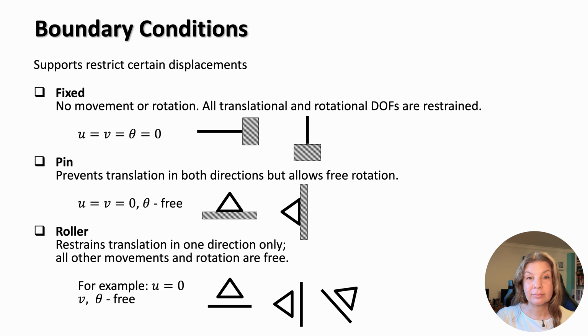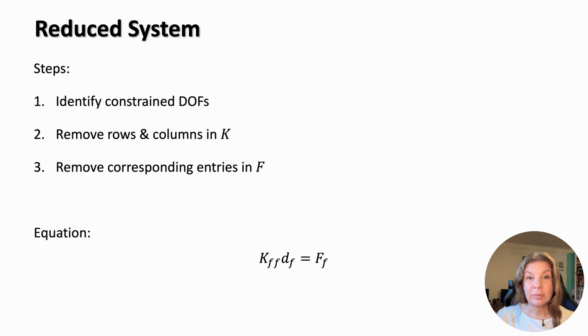Once the restrained degrees of freedom are known, we can remove the corresponding rows and columns from the stiffness matrix and the same entries from the load vector. This gives the reduced system K_FF D_F = F_F, which contains only the unknown free displacements. The reduced matrix is smaller, symmetric, and well-conditioned, ready for direct solution. Physically, this step isolates the active parts of the structure that are free to move, and we'll see exactly how to do that in our example further on.